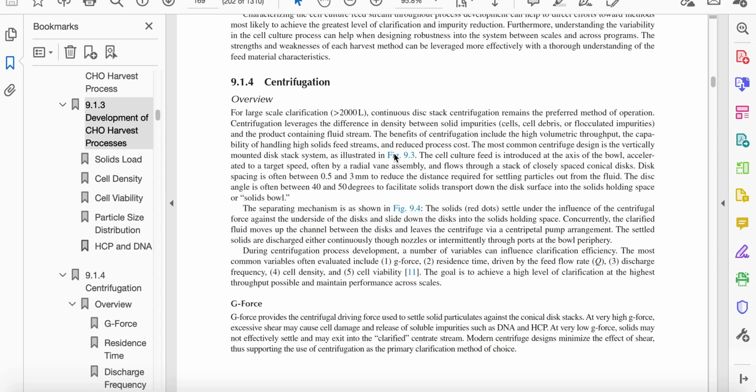During centrifugation process development, a number of variables can influence clarification efficiency. The most common variables often evaluated include G-force, residence time, driven by the feed flow, the discharge frequency, cell density, and cell viability. The goal is to achieve a high level of clarification at the highest throughput possible and maintain process performance across scale.